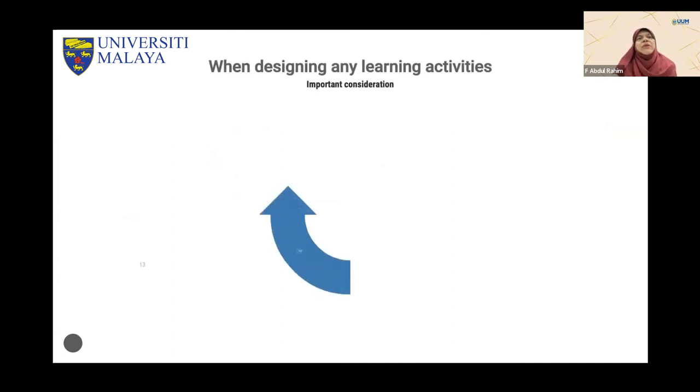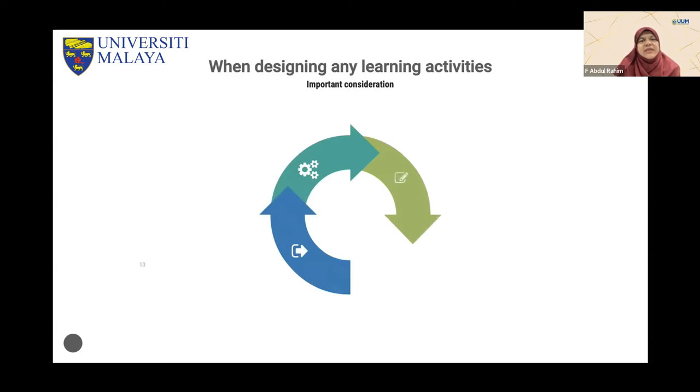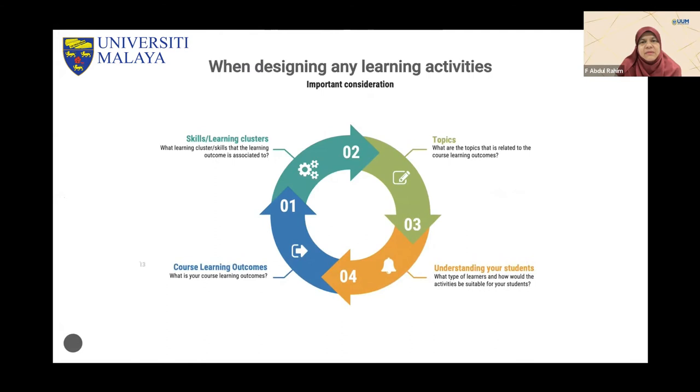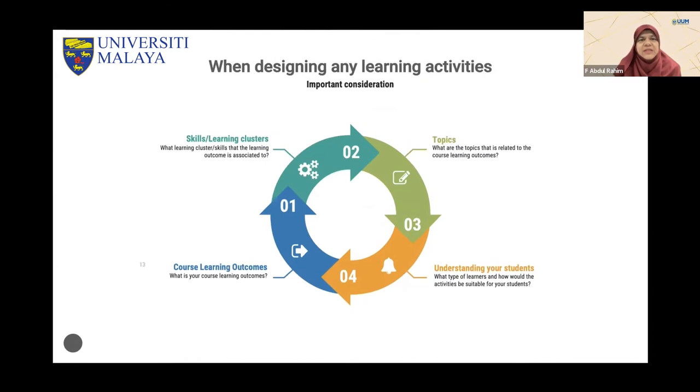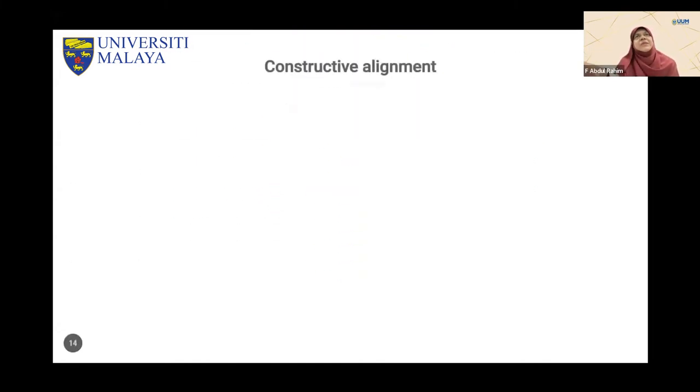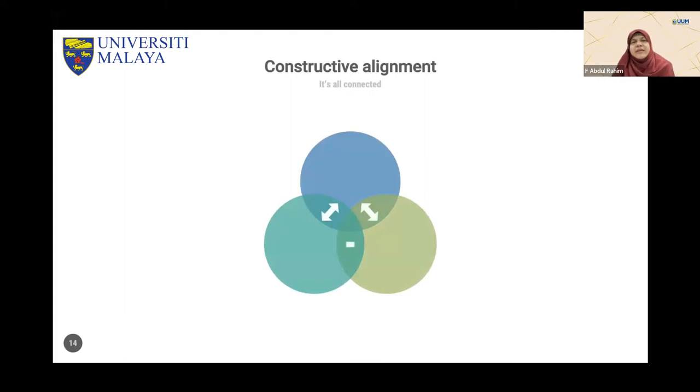So when we talk about designing our activities, the first thing, of course, is to understand our learners. But yeah, what happened? So the first thing that we need to look at is the course learning outcome. So what is the course learning outcome? And then we look at the skills that are connected to the course learning outcome. The skills that we're talking about is the learning cluster, and then the topics, and then the students. So the learning cluster will be based on the MQF 2.0, and then we look at the topics and evolve, and at the same time looking at the students.